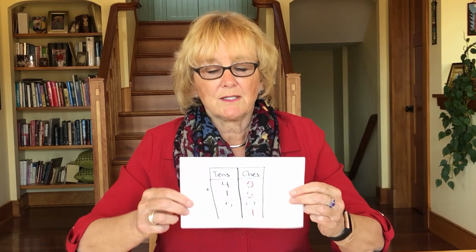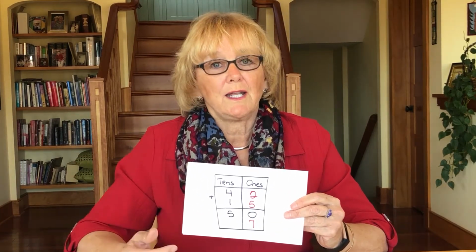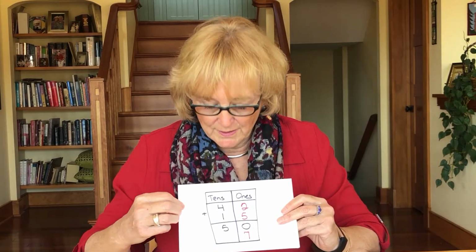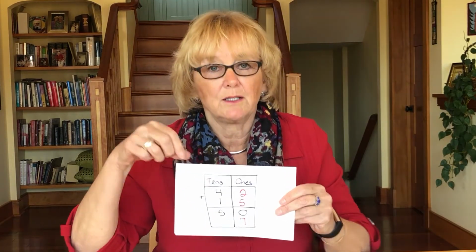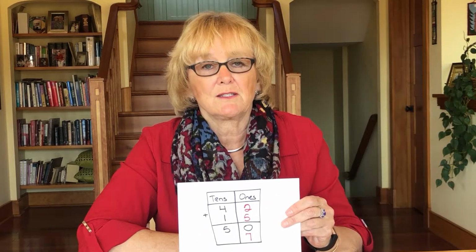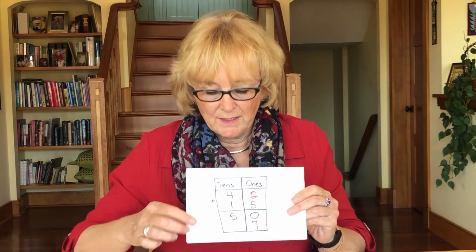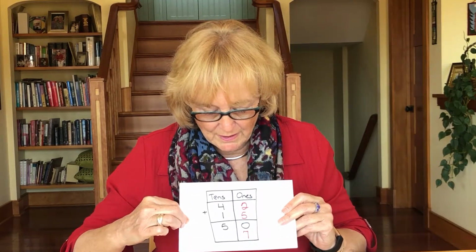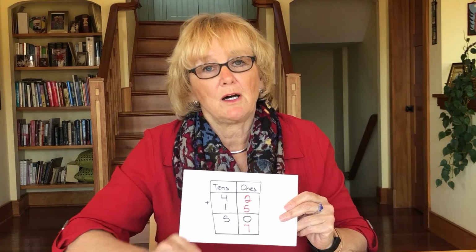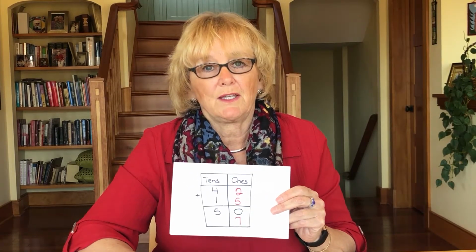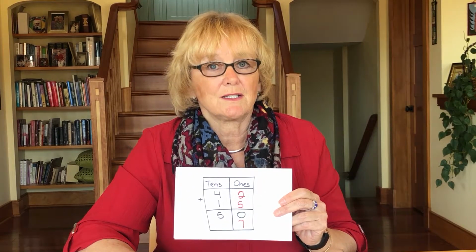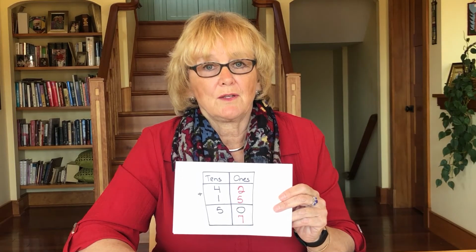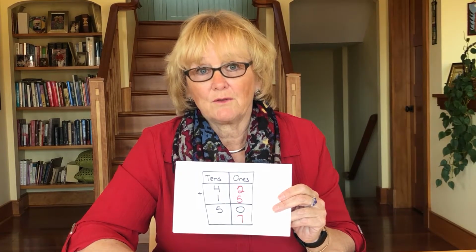This then progresses to being able to record it in a place value chart. You can see now I have labeled my columns with our place values of 10s and 1s. And as I add my two numbers together, I'm adding in the same columns. I'm adding the same place values together in order to get the correct answer. Well, when I do that, I'm using place value, of course.